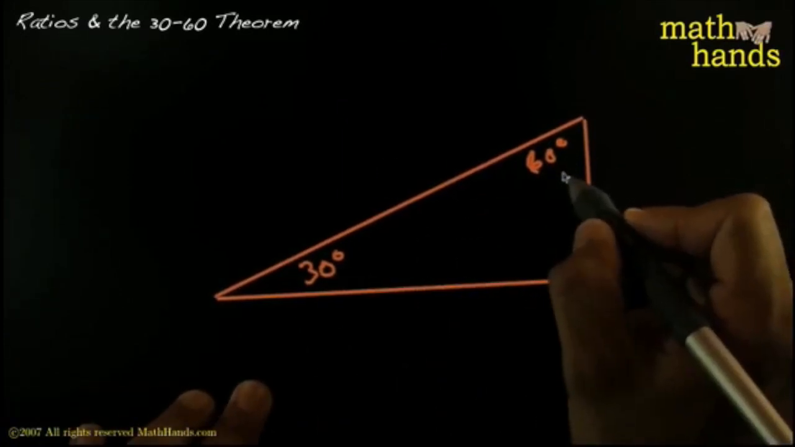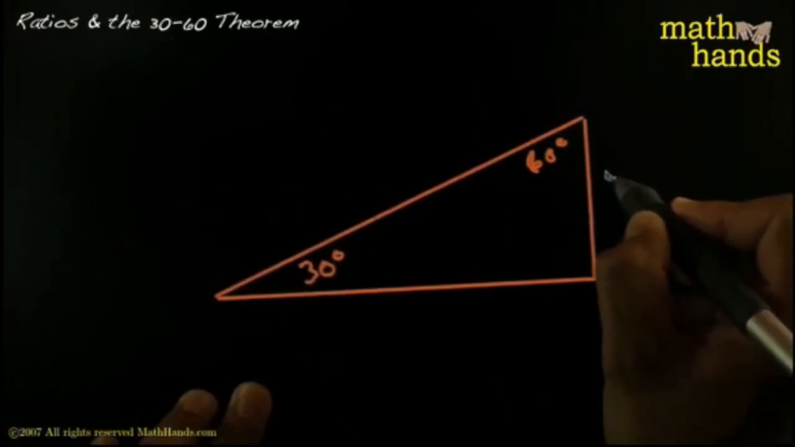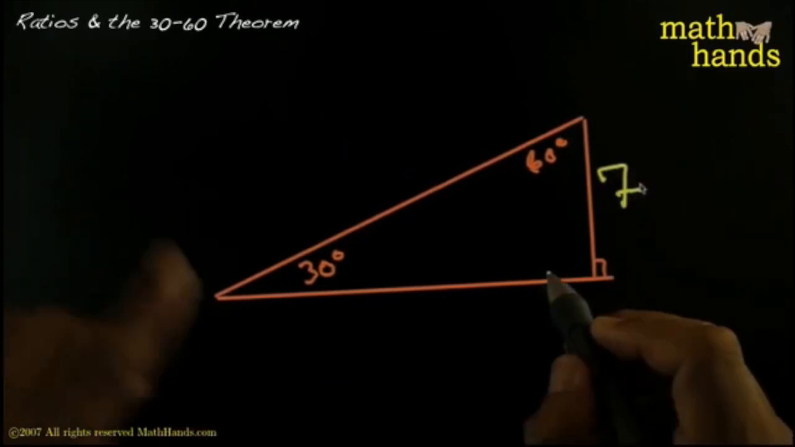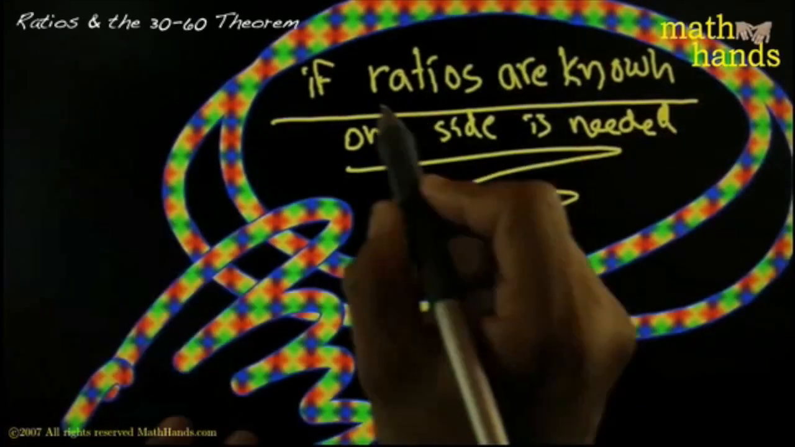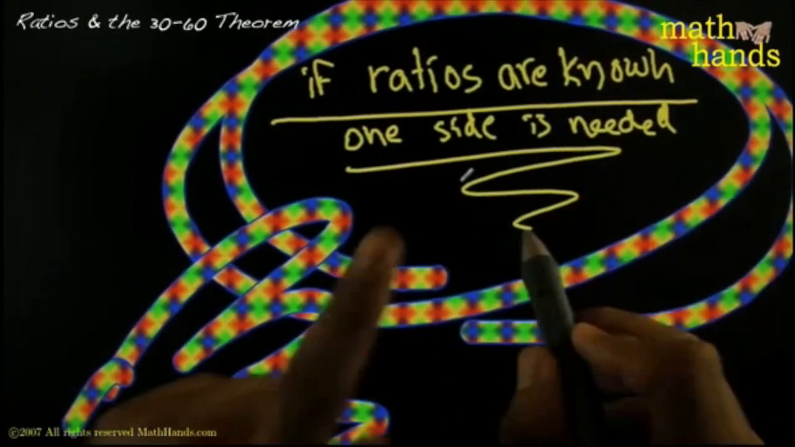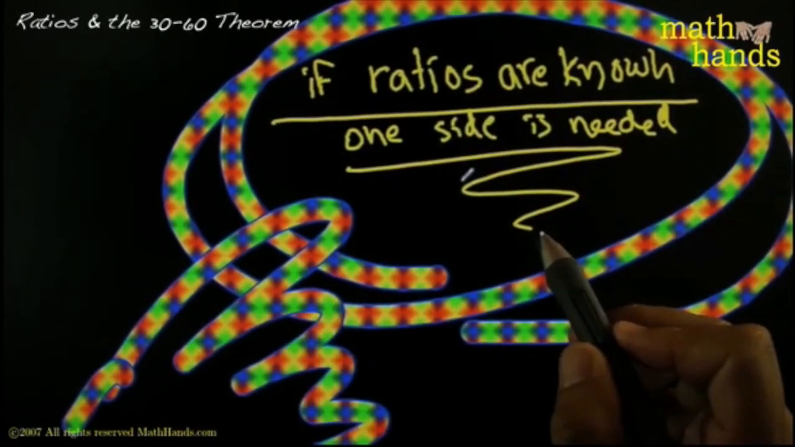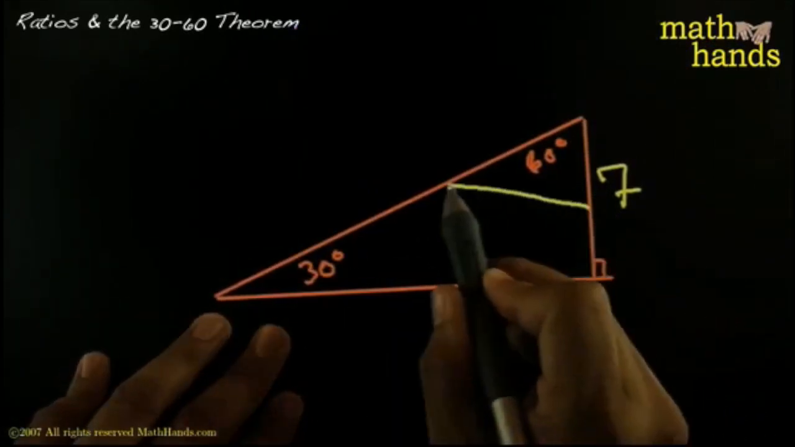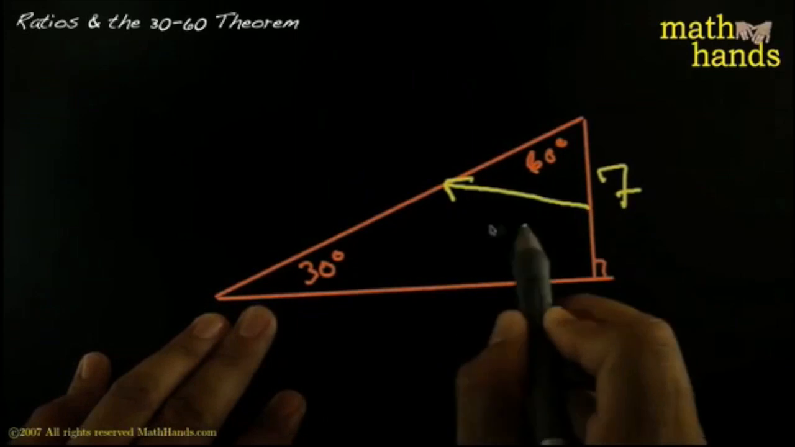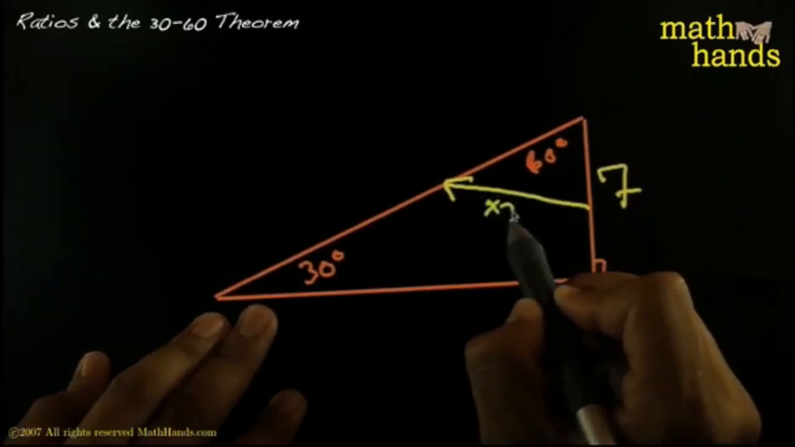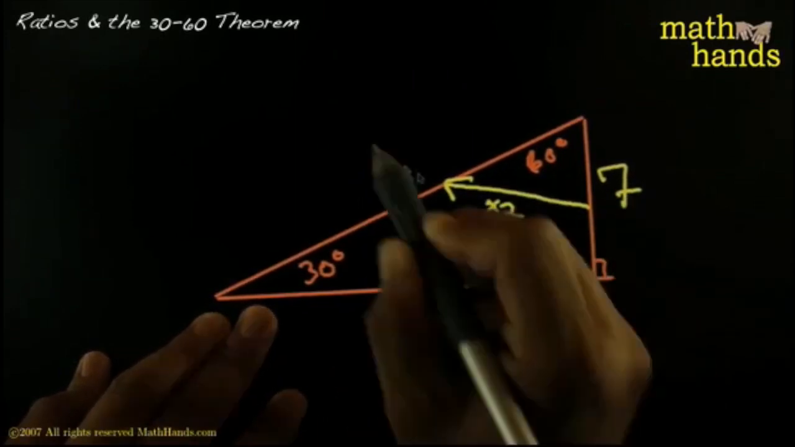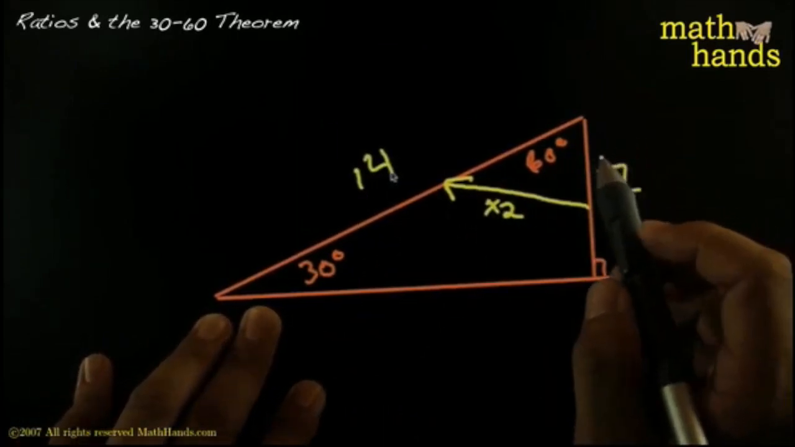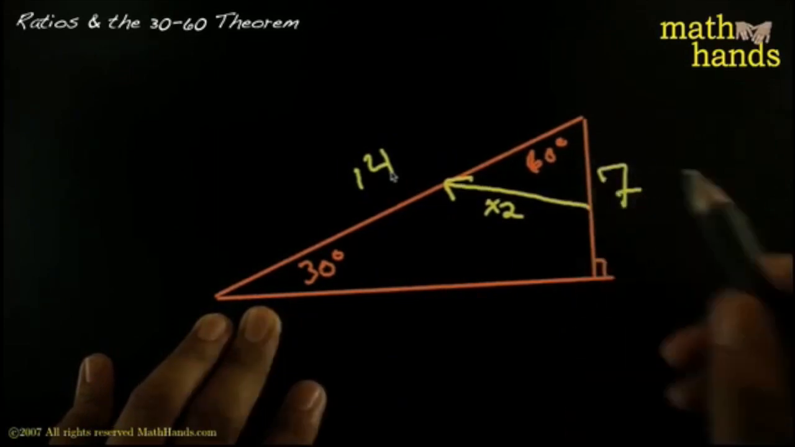Suppose that this time you knew that this side over here was, I don't know, 7. Again, what's the point here? When you know the ratios, all you need is one side. For a 30-60 triangle, we know the ratios. Here's how the ratios go. To get from the small one to the hypotenuse, all you do is multiply by 2. So 7 multiplied by 2, well, that would be 14. Can't believe how easy I make this stuff look. Can't believe I get paid to do this.